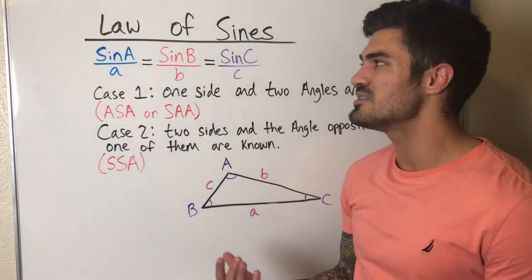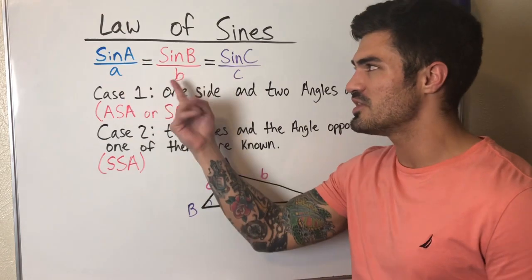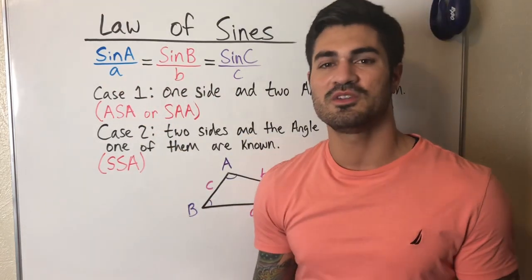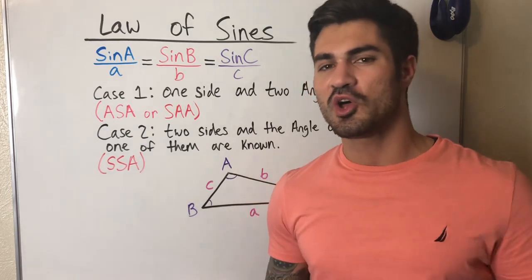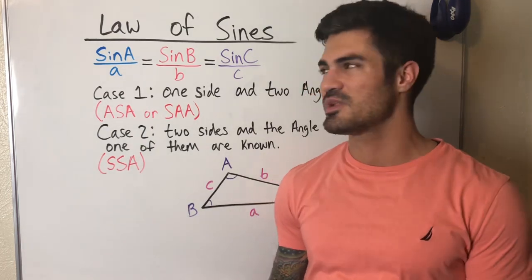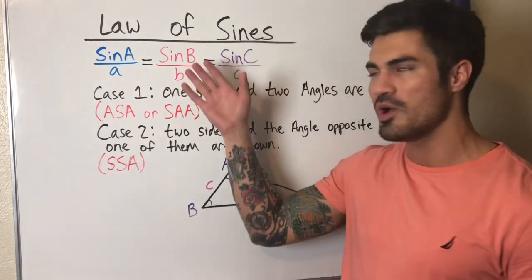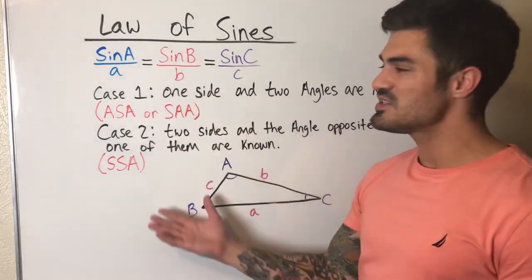So the idea is we have four values when comparing two of these. We need to know three of them, and then if we know three of them, we can solve for the fourth. That's how it works. We can't have two unknowns. It's not going to work out that way. We have to know three of these. So that's where these cases come in.